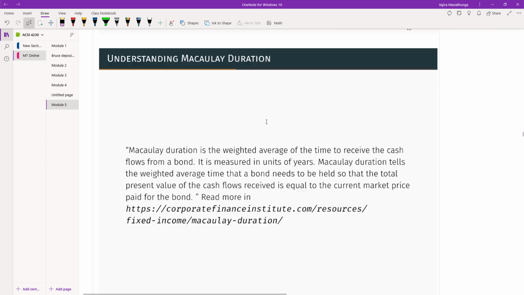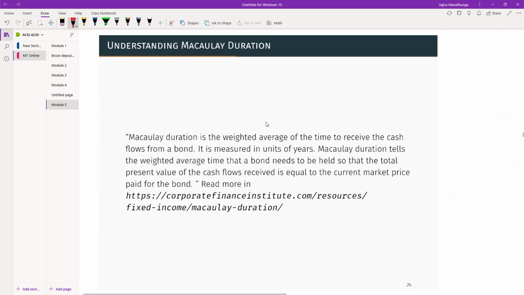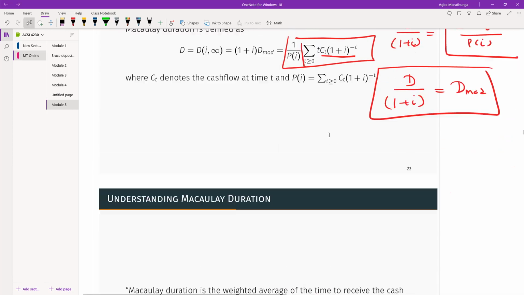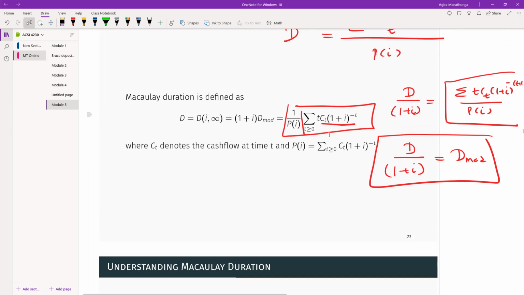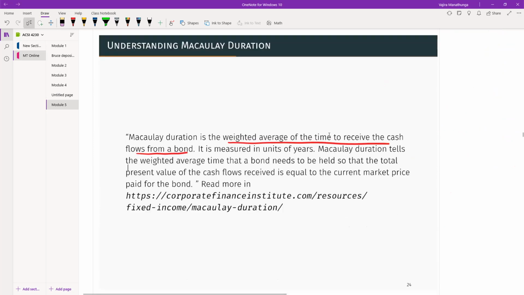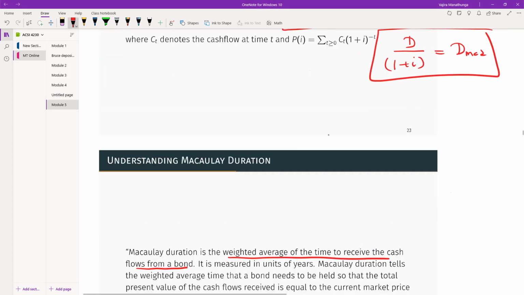So how do you understand Macaulay duration? Macaulay duration is the weighted average of the time to receive the cash flow from a bond. So it's really different from the modified duration. It's a weighted sum, time weighted. It's the average of the time to receive the cash flow from the bond, because you can see that.